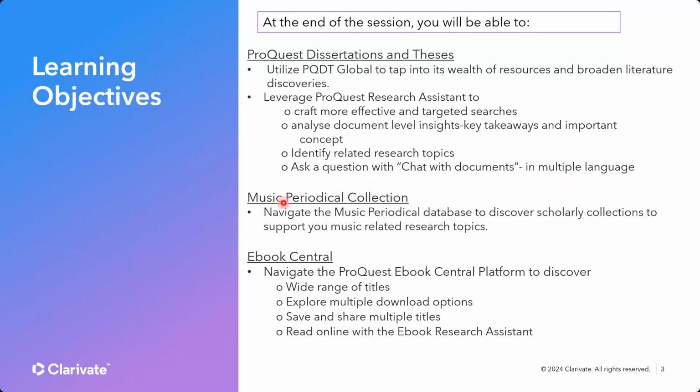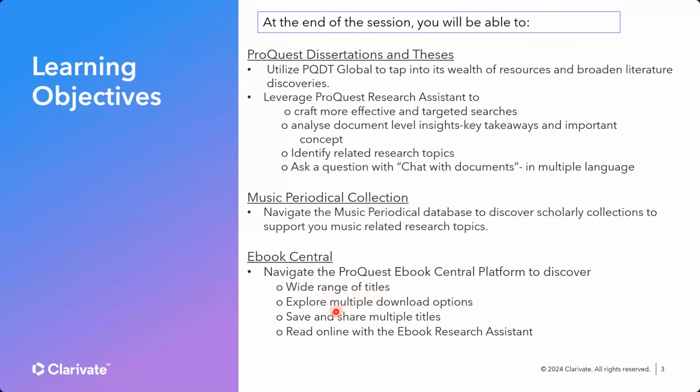Okay, then I will focus on the music periodical collection. So this database is specifically designed for music related content. So if you are doing research on music, then this platform is something you should explore to find information related to your research topic. Then we will go into the ebook central. The ebook central is another platform where you can find collections of ebooks, a wide range of titles.